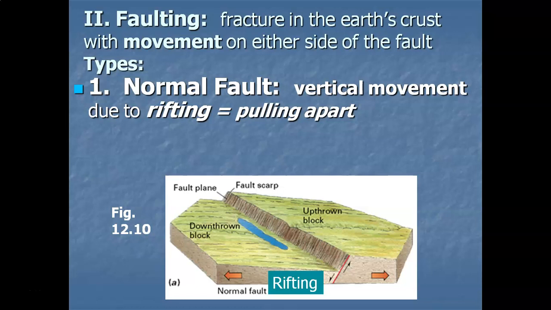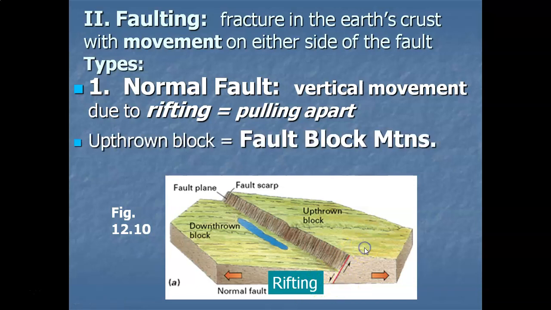What winds up happening is usually one block, as it's called, one block on one side of the fault line winds up being upthrown as it's being pulled apart. And then the other block of rock winds up sliding on down the fault. And so you wind up with vertical movement creating a mountain and a valley by rifting or pulling apart. So that's really important. And so what you wind up with is creating a mountain range. So the upthrown block, you create a mountain range, and it's called a fault block mountain, a block of rock along the fault.